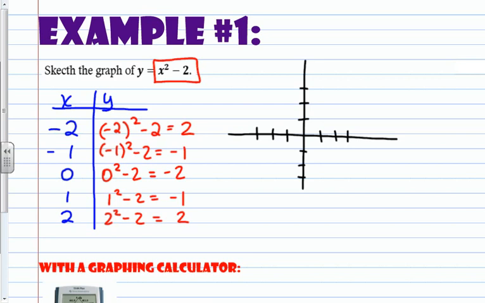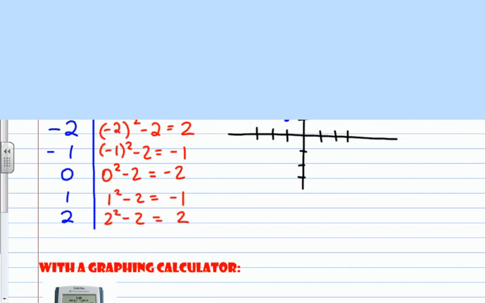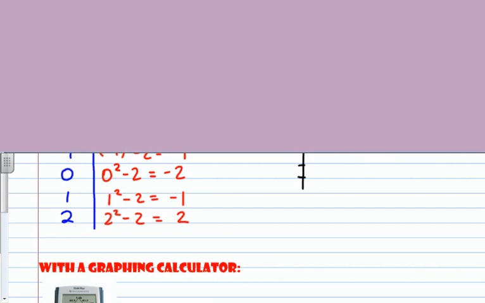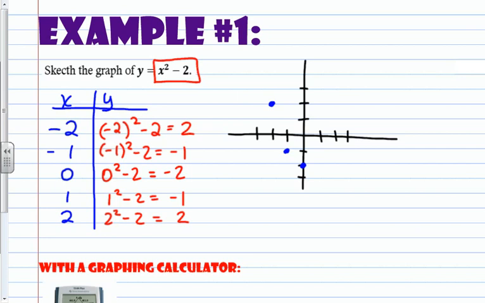All right, so -2, 2. That's my first point. I'll just graph that here. Okay, -1, -1. And then we have 0, -2. Oh, look at that. -1, -1. Nice. And then 0, -2. Now 1, -1. And then 2, 2. And there are the basic points for my graph, which happens to be a parabola.